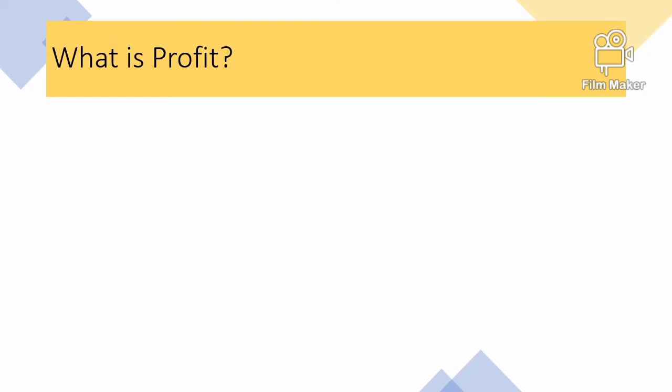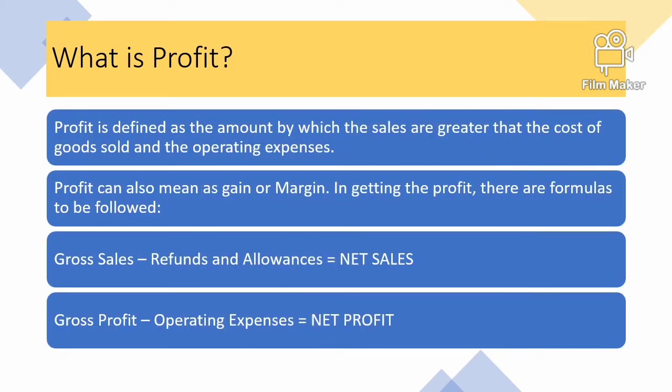What is profit? Profit is defined as the amount by which the sales are greater than the cost of goods sold and the other operating expenses. Profit can also mean a gain or margin. In getting the profit, there are formulas to be followed. First, the gross sales minus refund and allowances is equal to net sales, while the gross profit minus operating expenses is equal to net profit.